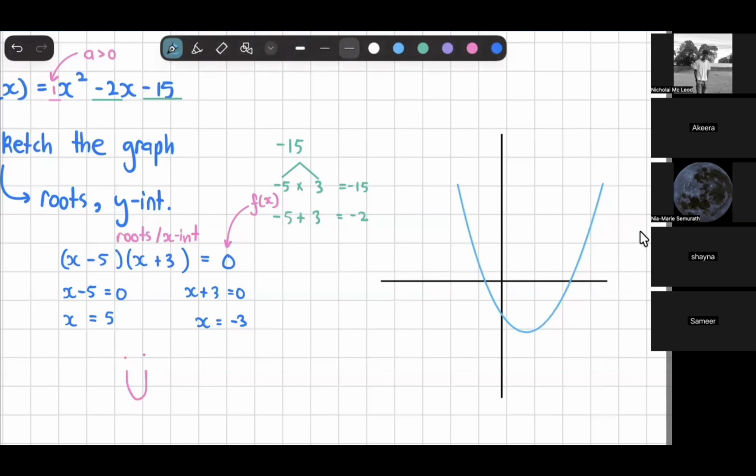So let's put down our labels, shall we? This is going to be -3. This is going to be 5. And this is going to be what? Could anybody tell me? What would this be? Anybody? -15. Yeah, -15.